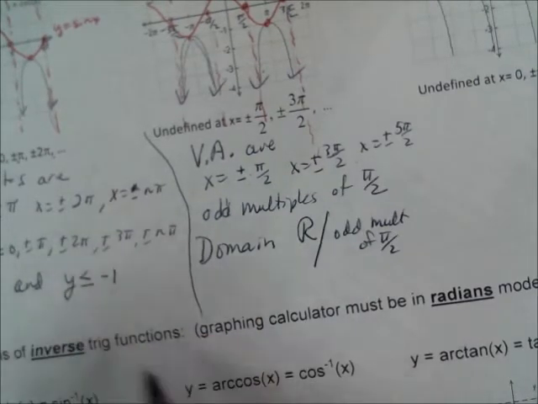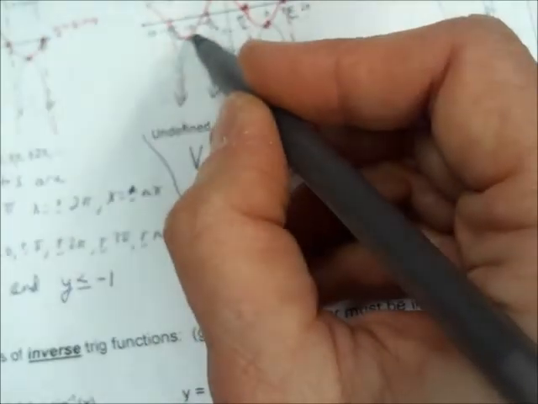And the range is the same as the range of the cosecant because it starts at -1 and goes down. It starts at +1 and goes up. So we'll just put the range is y is greater than or equal to 1 and y is less than or equal to -1. So that should finish that up for the secant graph.